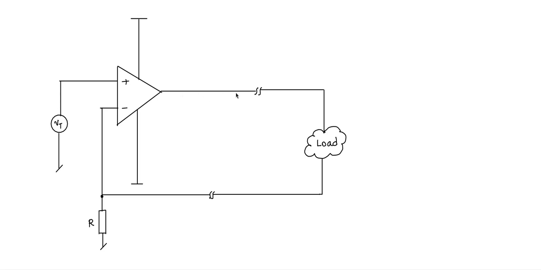But our problem is that this current I, which is decided by R, may or may not be possible to be delivered, sourced or sunk by this op-amp output. So therefore you need to put some extra circuit.